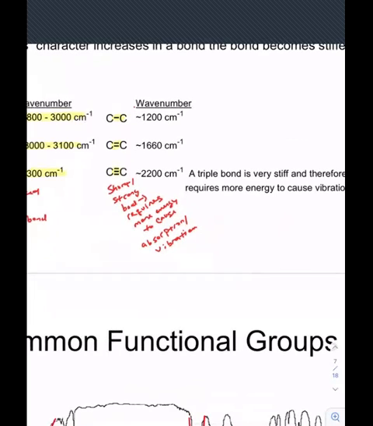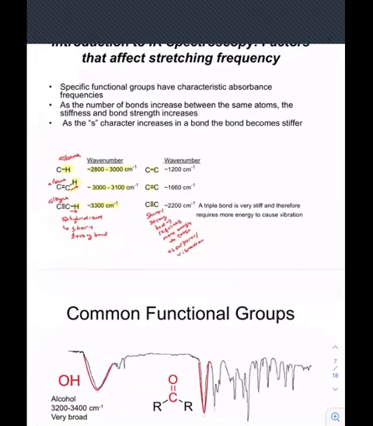All right, questions? Any questions? So the take-home message from this part is the stronger the bond, the more energy it takes to get that bond to vibrate. The weaker the bond is, the less energy it takes to get that bond to vibrate. Right? That's the take-home message. So what we know about infrared is that certain functional groups are going to show up in certain places on that spectrum.